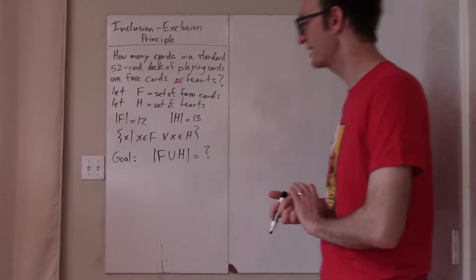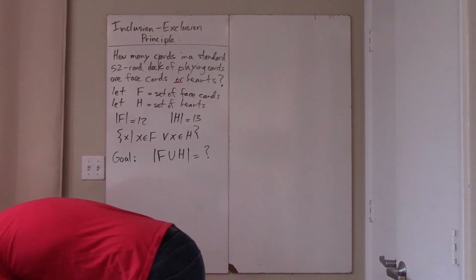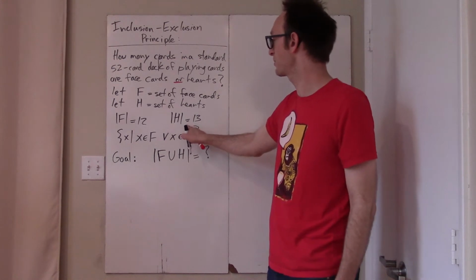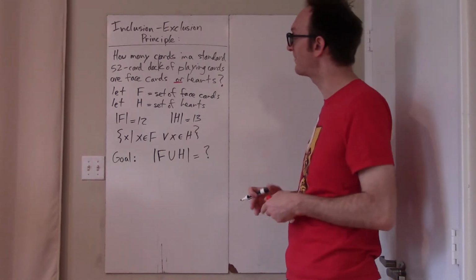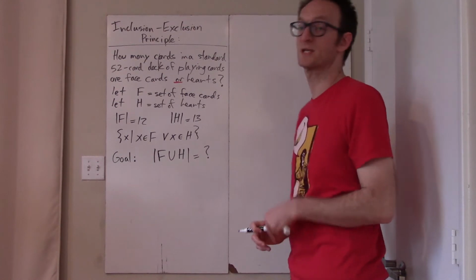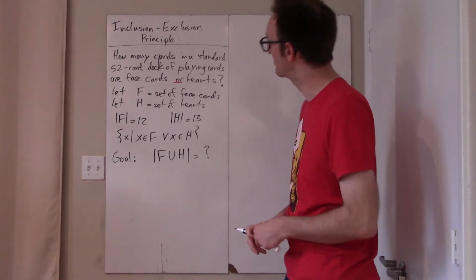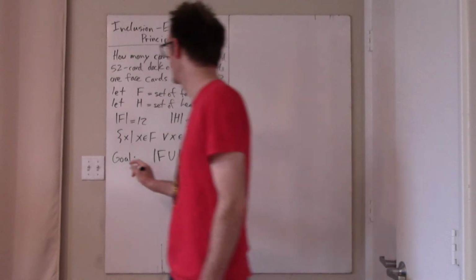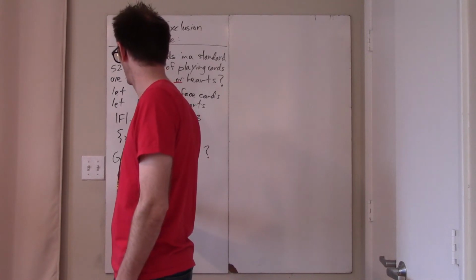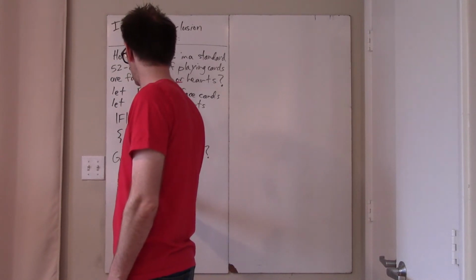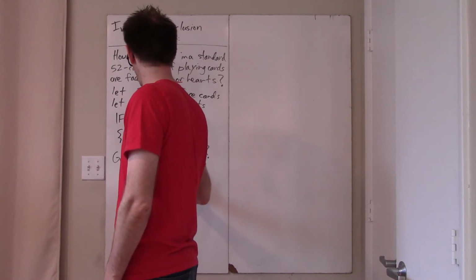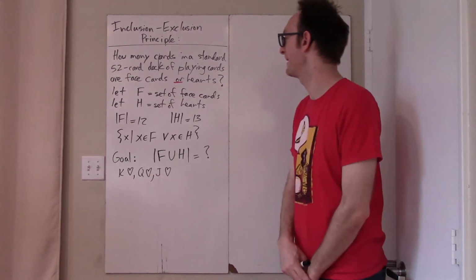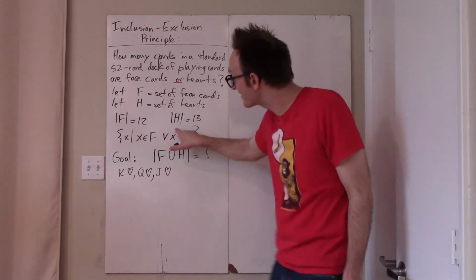If you don't think about this at all, you might just think, oh, well, there are 12 face cards, and there are 13 hearts. Then there must be 25 cards which are face cards or hearts. But of course that's wrong, and the reason why that's wrong is because some cards are both face cards and hearts. For example, you have the King of Hearts, the Queen of Hearts, and the Jack of Hearts. So that's 3 cards which have both of these properties, which is to say they're members of the set F and they're members of the set H.